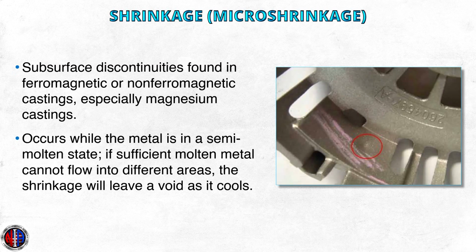Shrinkage, also known as microshrinkage. These are subsurface discontinuities found in ferromagnetic or non-ferromagnetic castings, especially with magnesium castings. They occur while the metal is in a semi-molten state. If sufficient molten metal cannot flow into different areas, the shrinkage will leave a void as it cools.